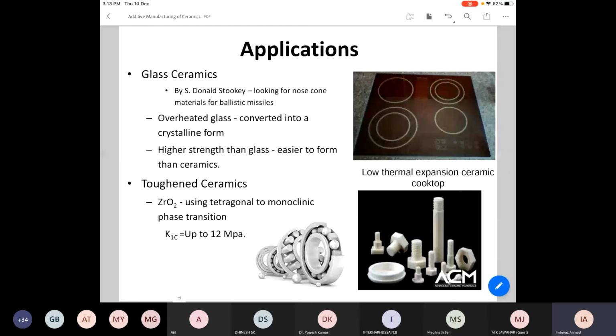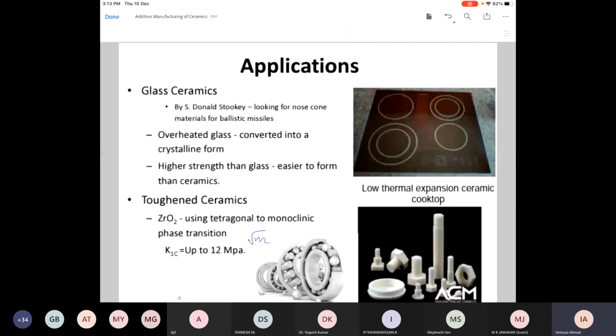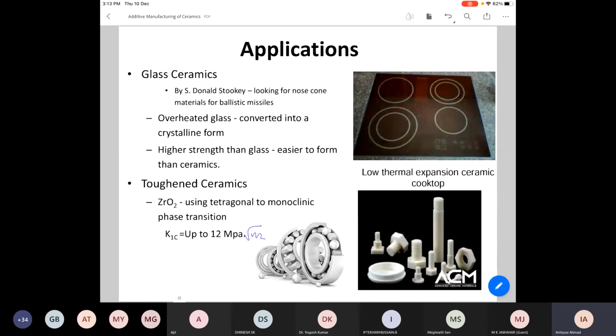Then you have toughened ceramics. Generally, zirconia is used there. There are some examples where toughened ceramics are used. So K1C up to 12 MPa root meter. Actually, it should be MPa root meter here. There is a mistake here. All right. So you have up to that. It is not close to metals. Metals generally have much higher fracture toughness, but this is good enough for this kind of application where more loading is compressive rather than tensile.